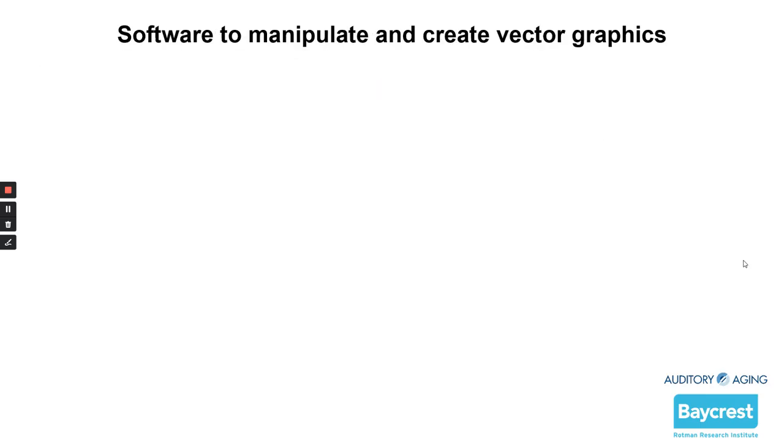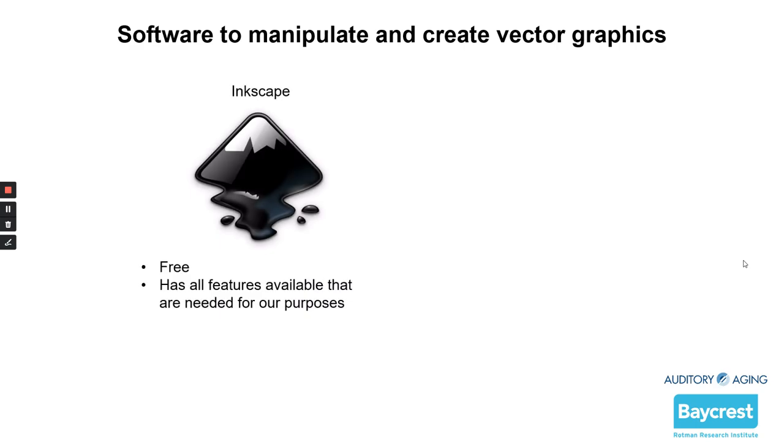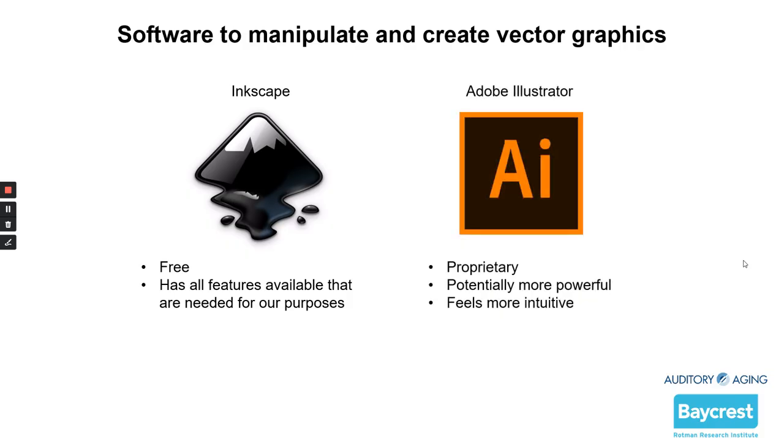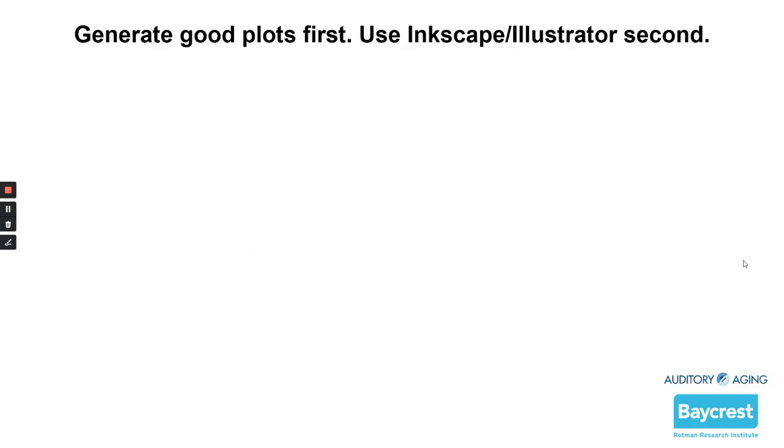There are at least 2 good vector graphic programs that you could consider using. On the one hand, there's Inkscape. That is a free tool. It has all the features available that you would need to make good scientific figures. There's also Adobe Illustrator. This program costs money, but it's a little bit more powerful, and it also tends to feel more intuitive in terms of usability. But both programs are very suitable for making nice-looking scientific figures.